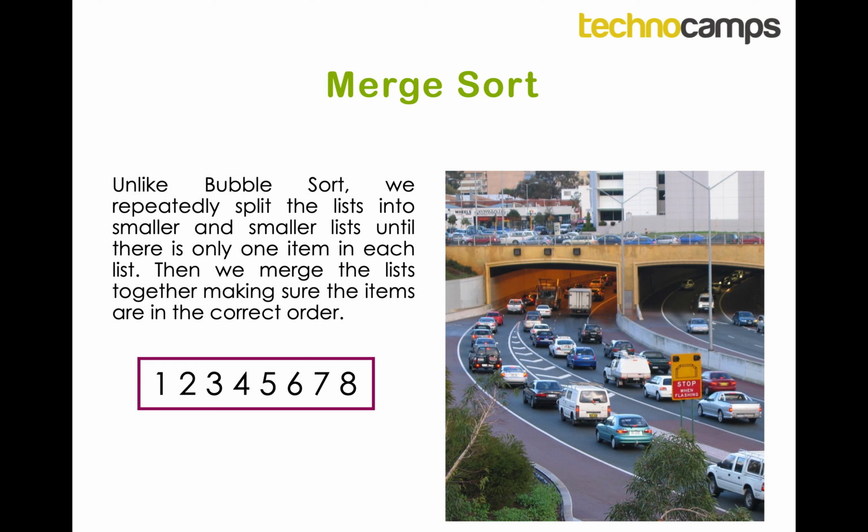So this way we are not checking every number with every other number. We are checking only in their small groups, and by virtue of them being in the right order in each group, it is easy to merge them back in the right order. So that's why it would take much less time to do a merge sort for a larger list of numbers or records than a bubble sort.